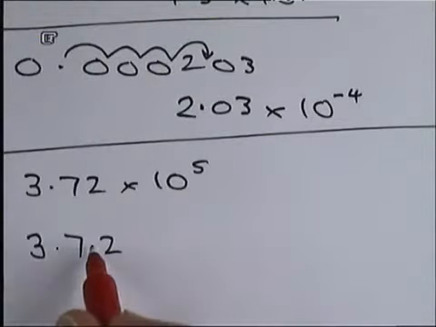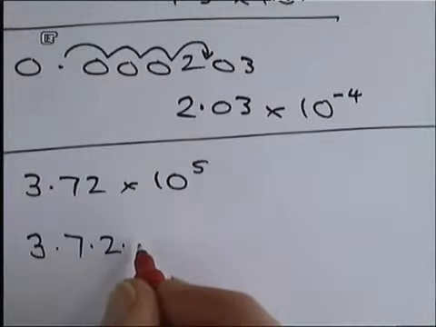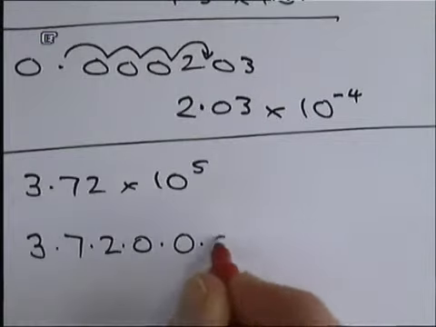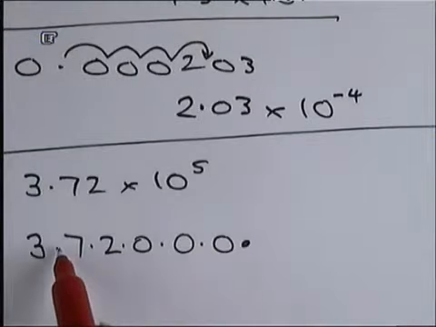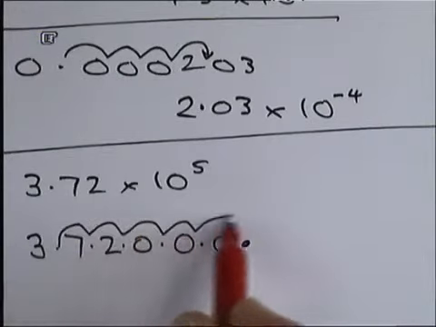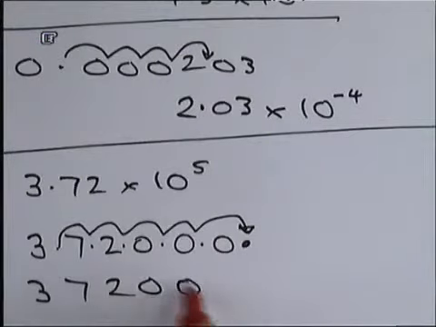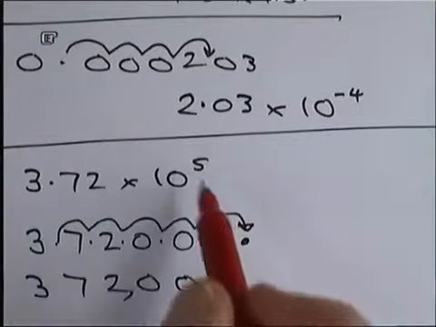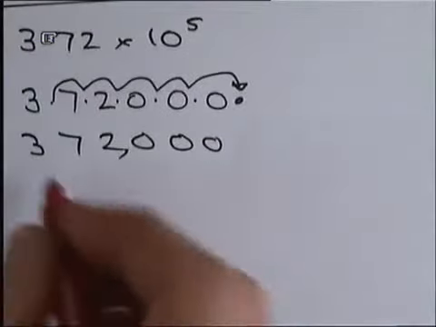Get started there, then move it once, it will go there. Move it twice, it will go there. Now I've got to put noughts in. Move it 3 times, it would go there. 4 times, it would go there. 5 times, it would go there. So let's just see. I've moved that decimal point 1, 2, 3, 4, 5 times. So that's my answer. 372,000. The mistake people make is just stick 5 noughts on the end. That's not what you do. It's moving the decimal point.